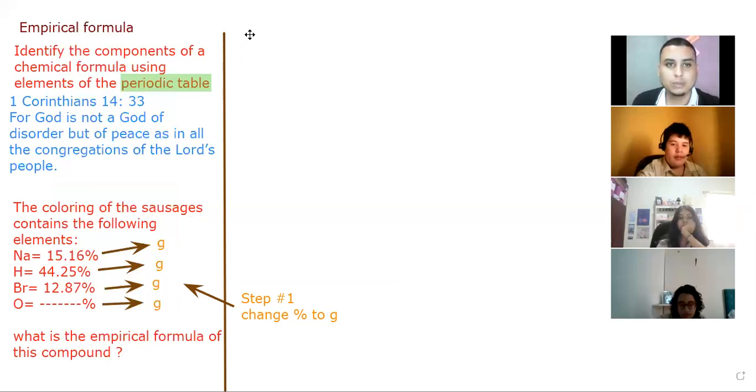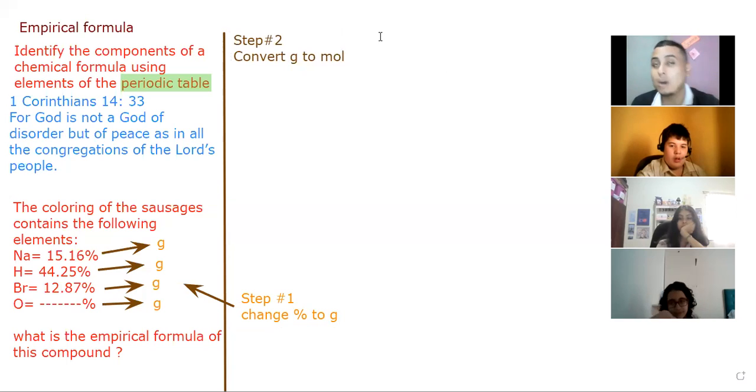Step number two. And in this case, step number two is convert grams to mole. How? Okay, this process is very simple, and that is the reason that the last topic was conversions mole to grams. So we are going to use, and look, the colors. In this case, the color represents something.